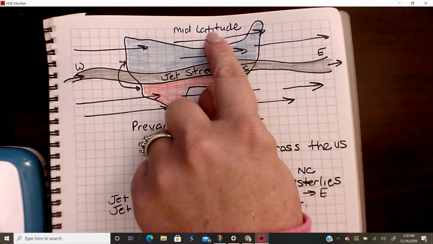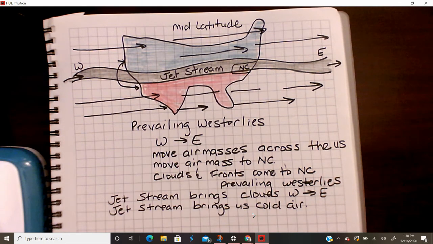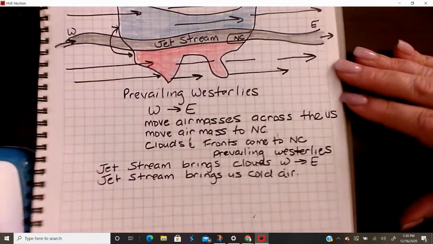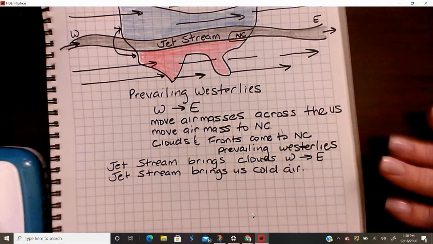Remember, the mid-latitudes are the place on the world where we have 4 seasons. It's also called a temperate climate, where you have summer, winter, spring, and fall. And the seasons or the temperatures range from cold in winter to hot in summer.